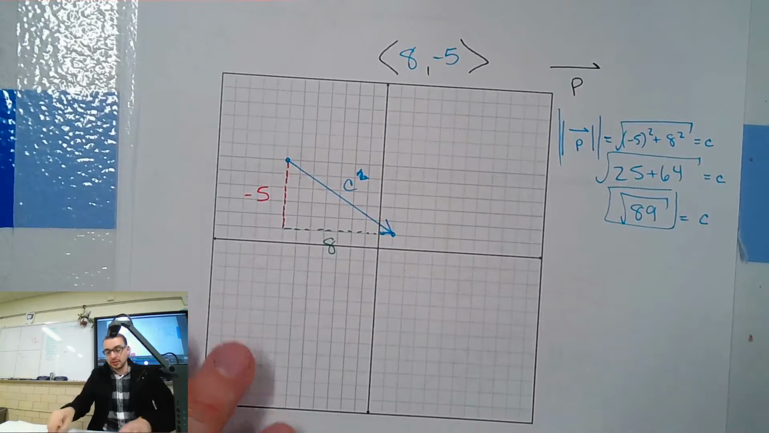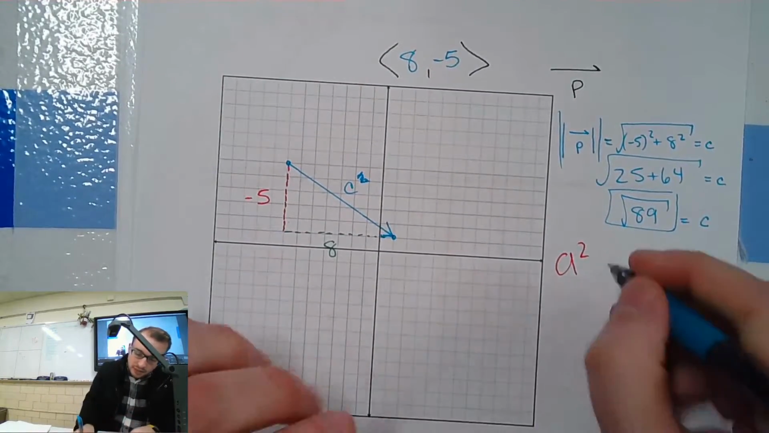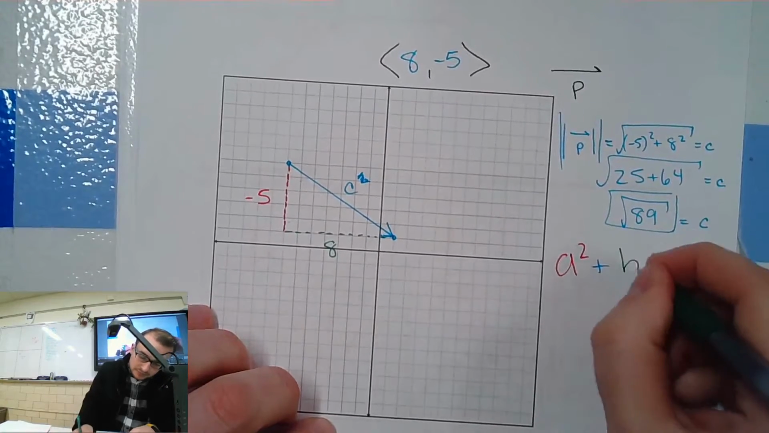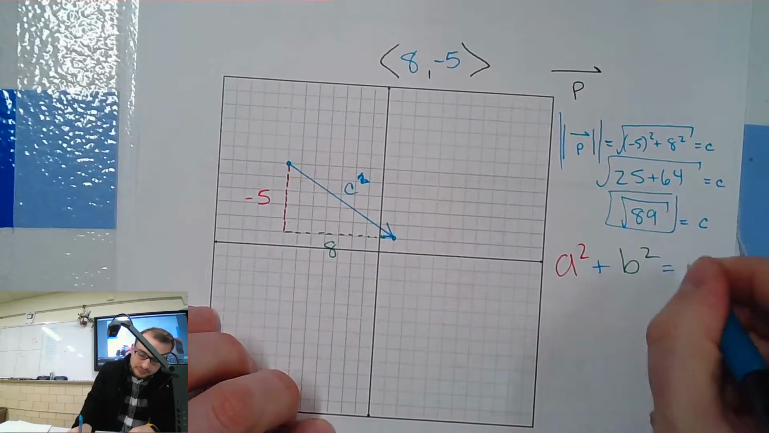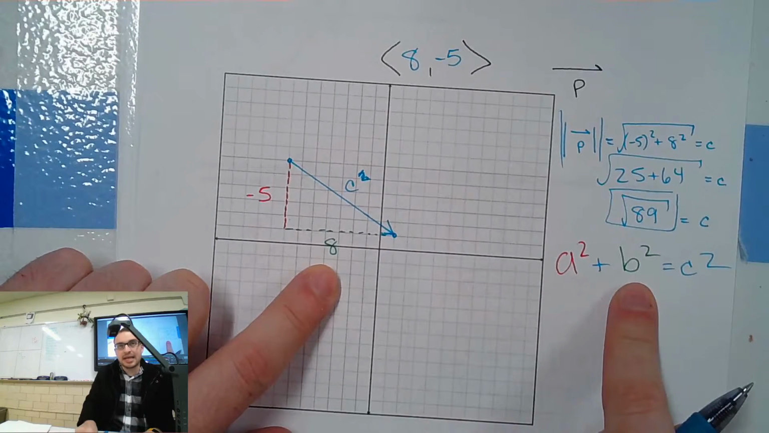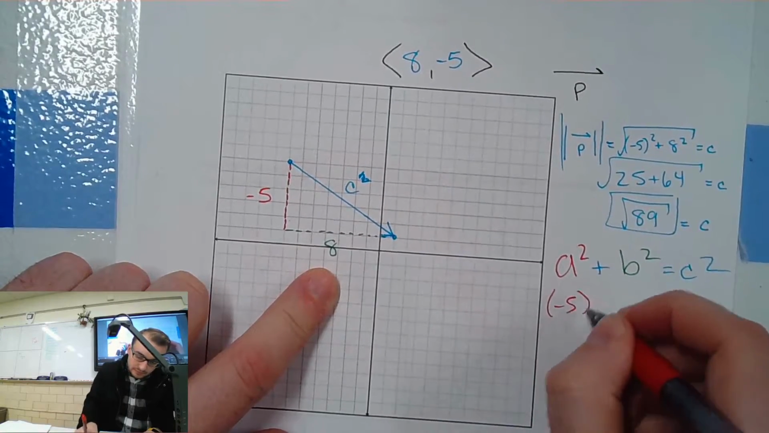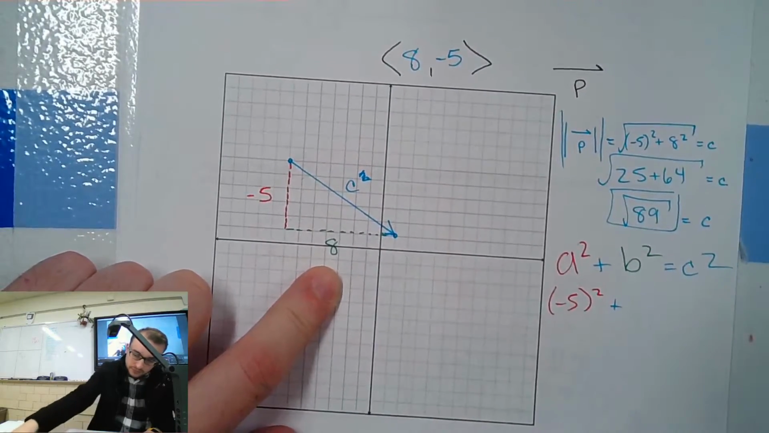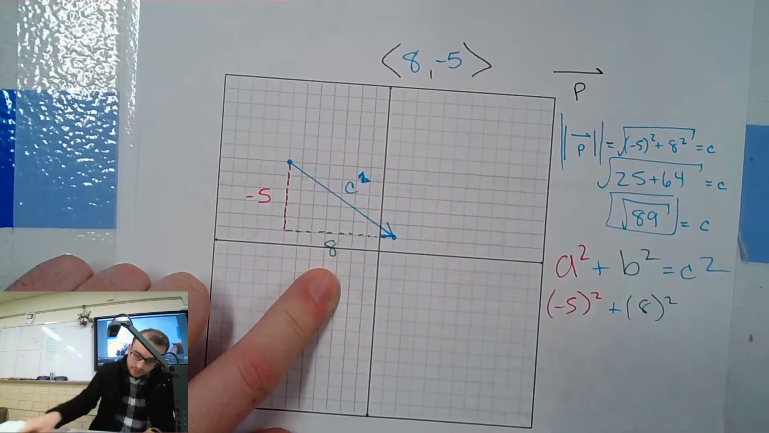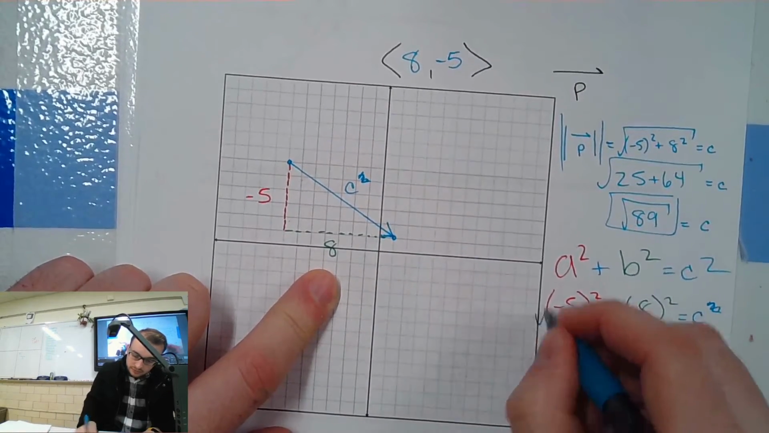What's Pythagorean Theorem? A squared plus B squared equals C squared. A is -5. B is 8. Okay. So when I do that, I get this: -5 squared is 25, plus 64. We're good. Okay, all right, we're good.